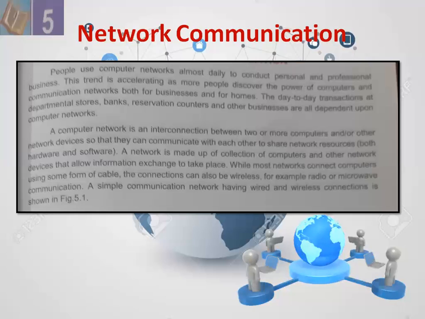A network is made up of a collection of computers and other network devices that allow information exchange to take place. While most networks connect computers using some form of cable, the connection can also be wireless, for example, radio or microwave communication. A simple communication network having wired and wireless connection. So here in the diagram you can see, your network is connected with the help of wired and wireless network.